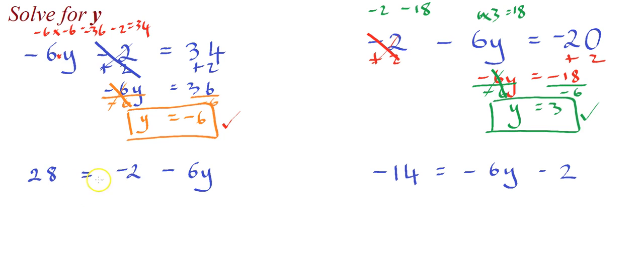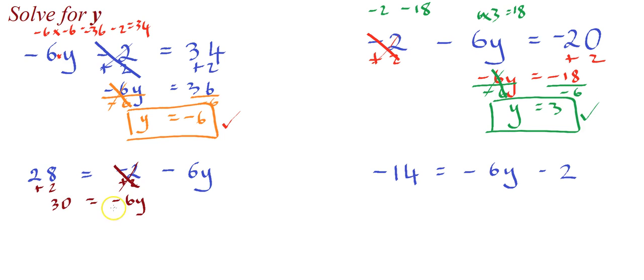On this side, we have 28 equals minus 2 minus 6y. So let's go about solving this. We add 2 to this side, we add 2 to this side. That cancels out minus 2. We're left with minus 6y. And on this side, we're left with 30.